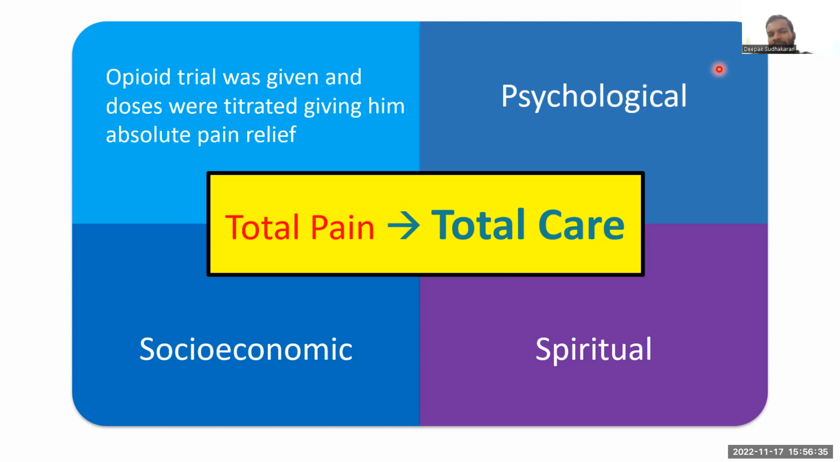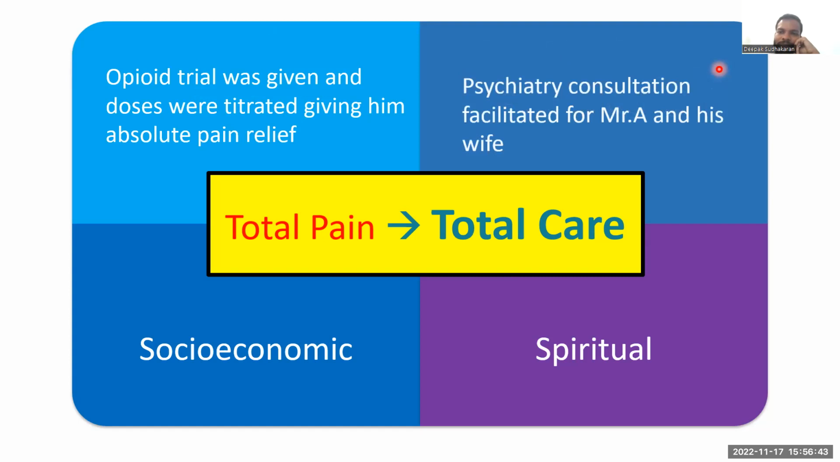A trial was done to see if morphine is helping his pain, and physical pain relief was given from that. Because of certain thoughts which he had, he needed some counseling. Not just him, his wife as well, because in palliative care, as you must have known by now, we always address not just the patient, but also the caregiver, also the family. So psychiatric consultation was facilitated. We don't have a psychiatrist, but we connected him to a psychiatrist whom we know.